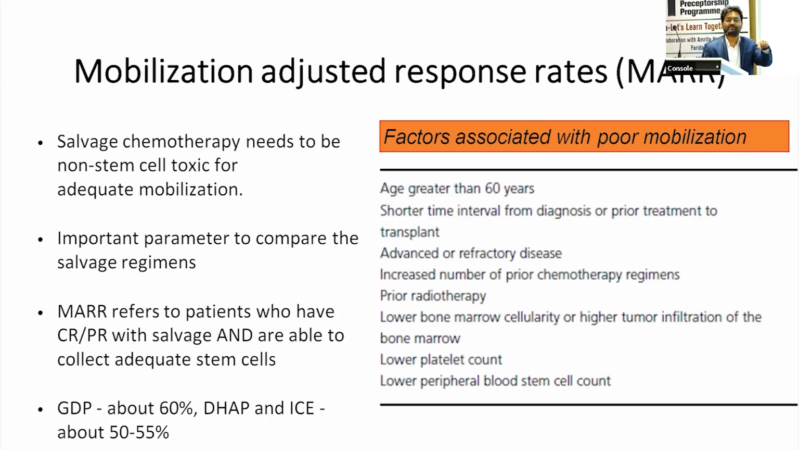So what is that response rate? That is around 50 to 55%. And whether you choose GDP, DHAP, or ICE, they all are similar. So 50 to 60% of patients will have a mobilization adjusted response rate of 50%.